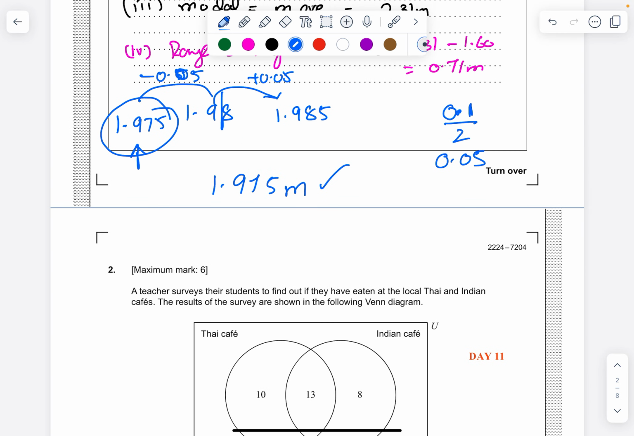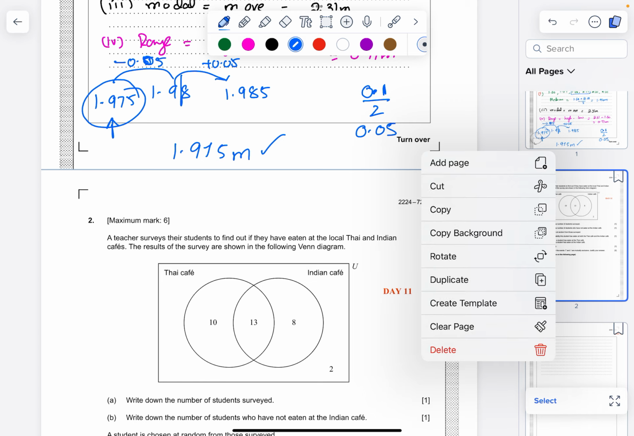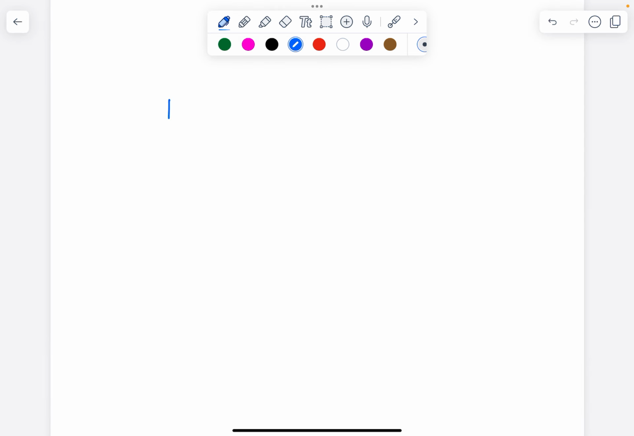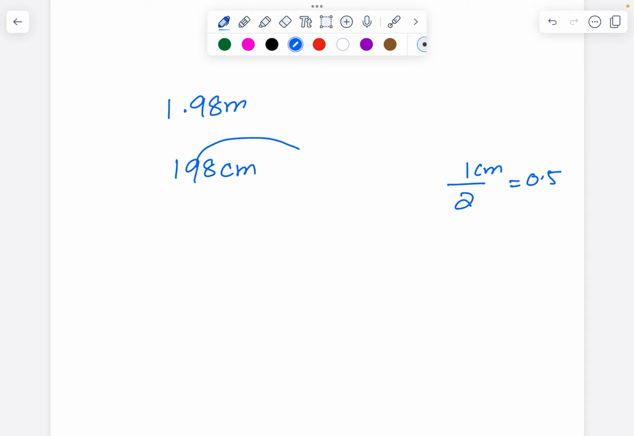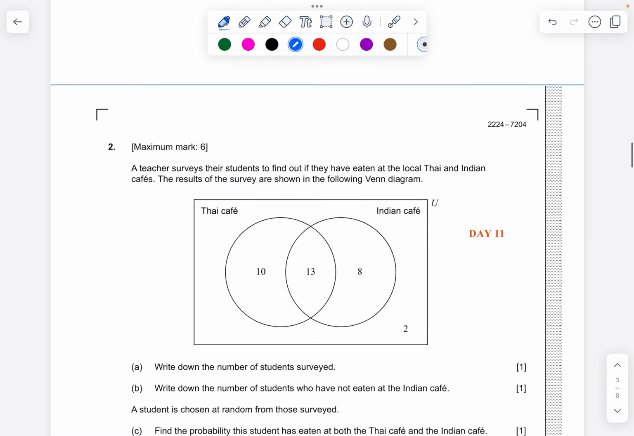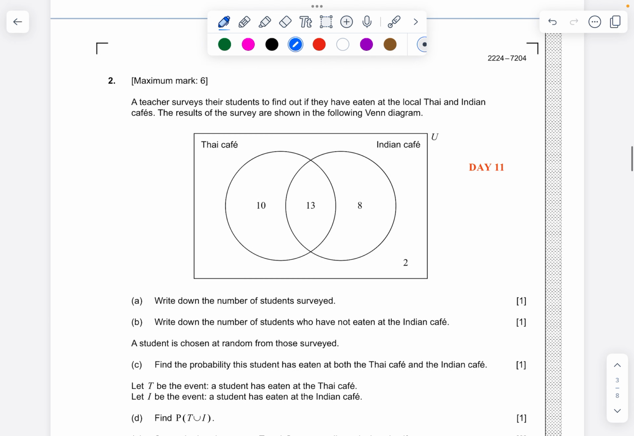Or else if you don't want to do it that way, what we can do is 1.98 meters. It can be written as 198 centimeters. Nearest centimeter, 1 by 2. 1 centimeter divided by 2, 0.5. So add 0.5, so 198.5, and subtract 0.5, 197.5. So the answer, the lowest one, is 197.5 centimeters.